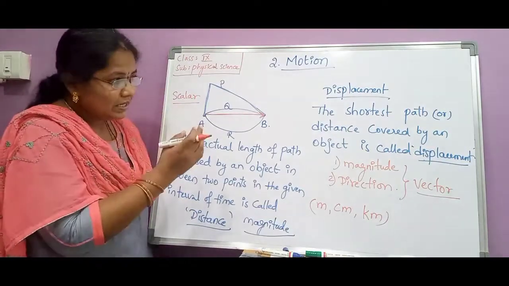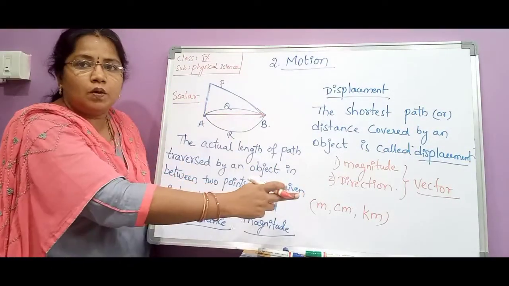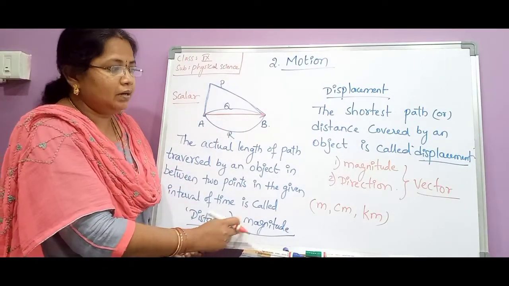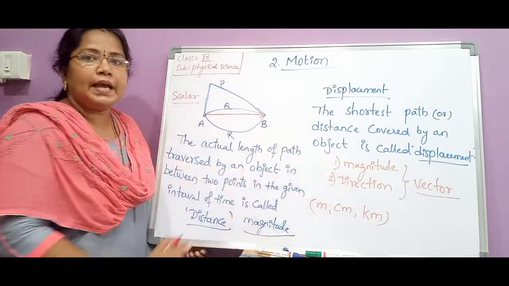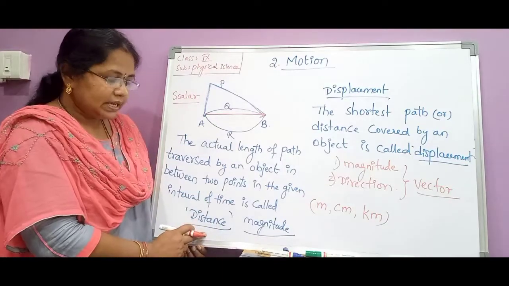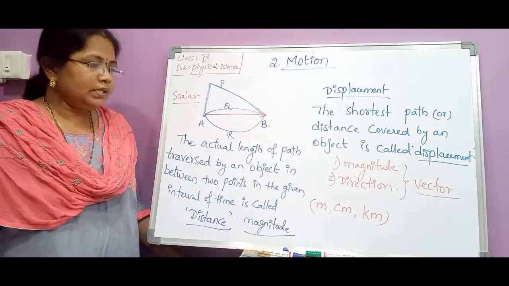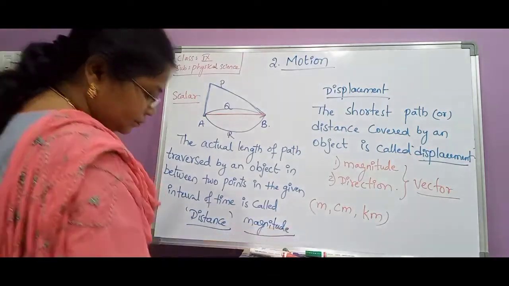I have also explained what the difference is between scalar and vector quantities. Once again, scalar means it has only magnitude, but vector means it has both magnitude and direction. Distance is said to be the scalar quantity, whereas displacement is said to be the vector quantity. Okay, children.